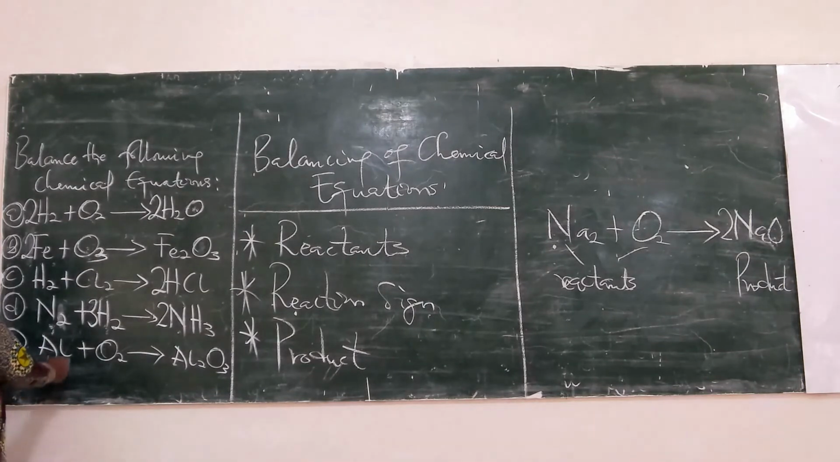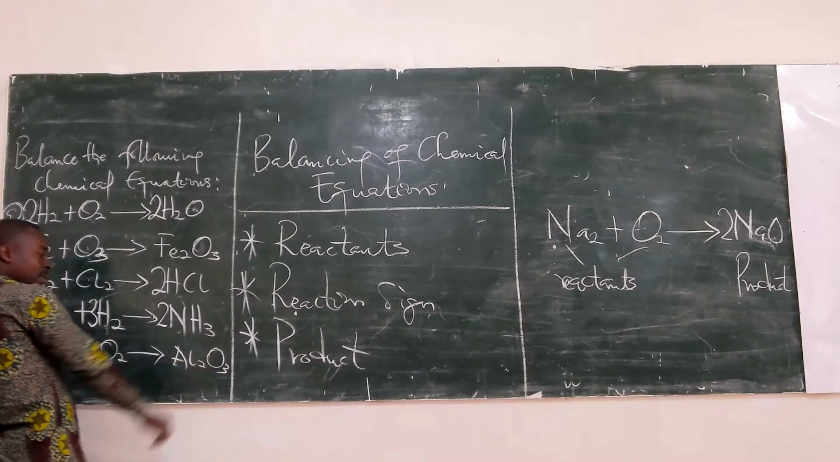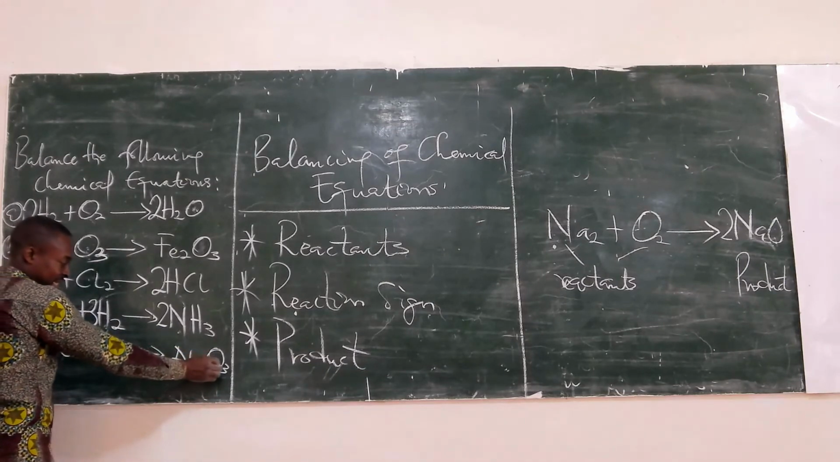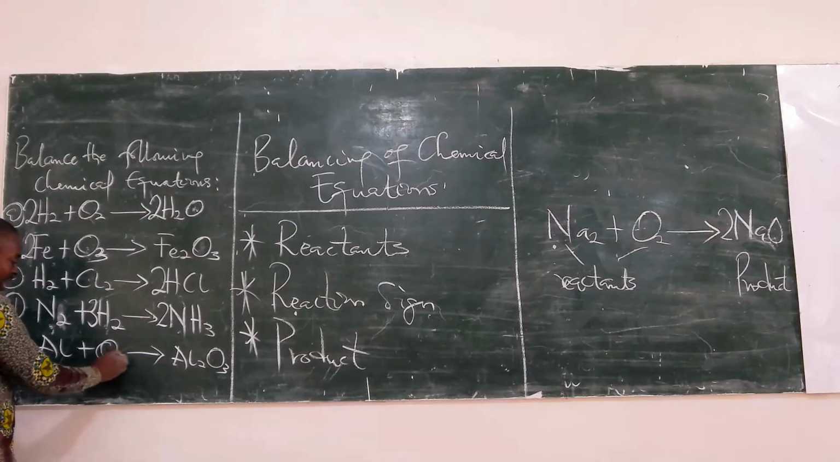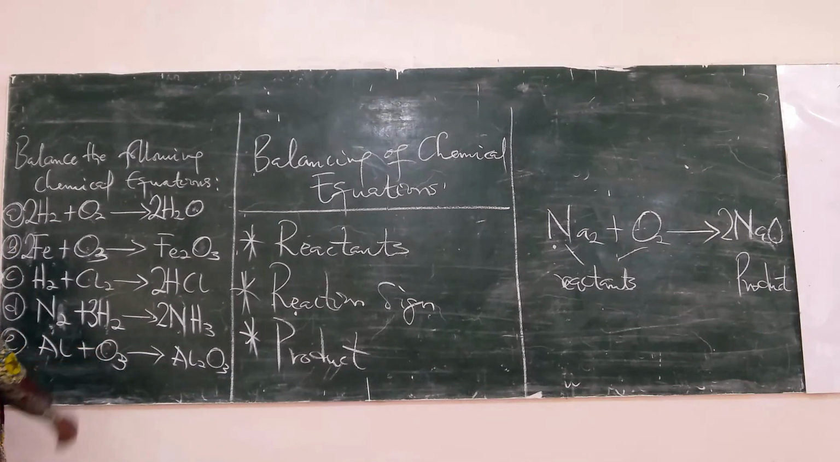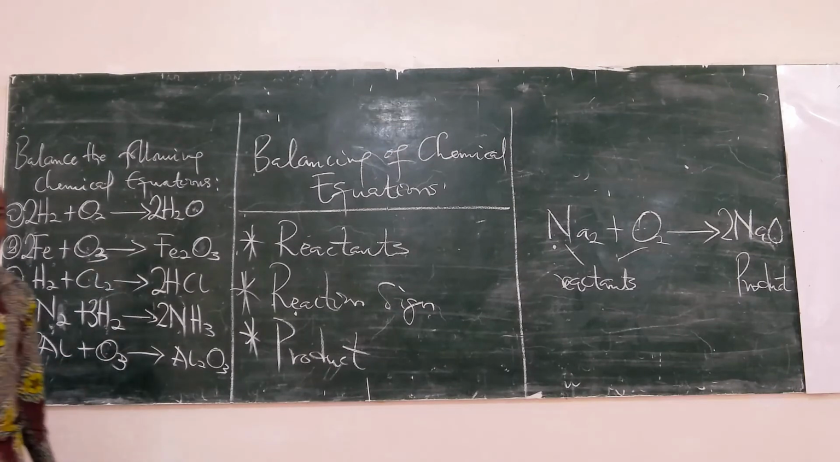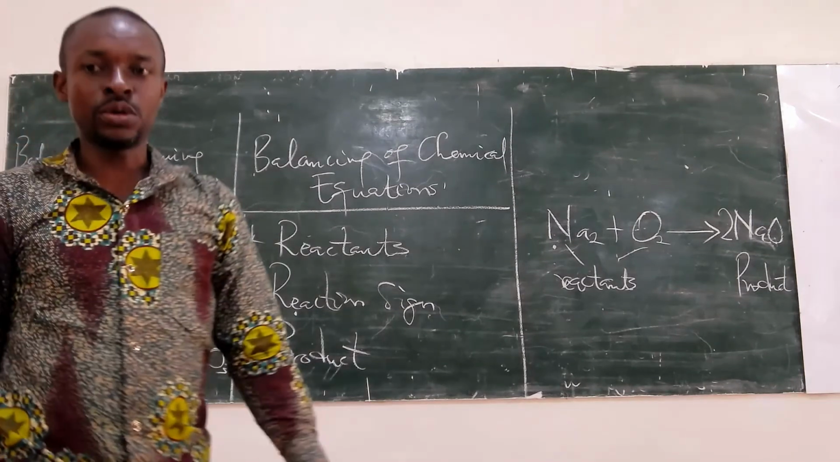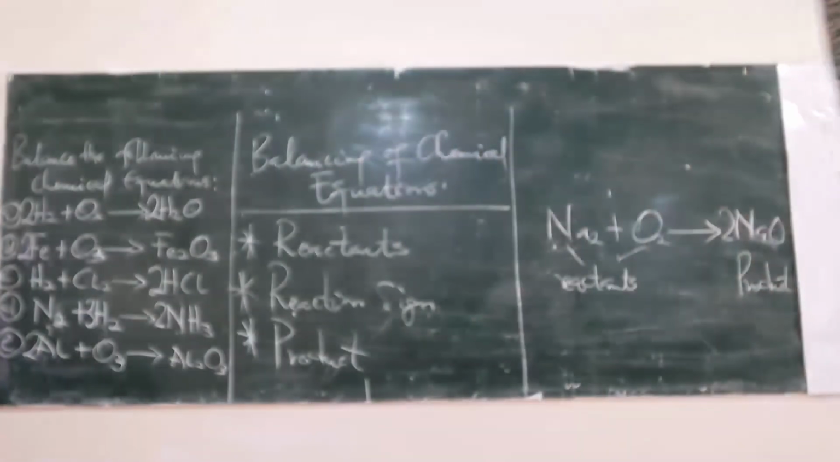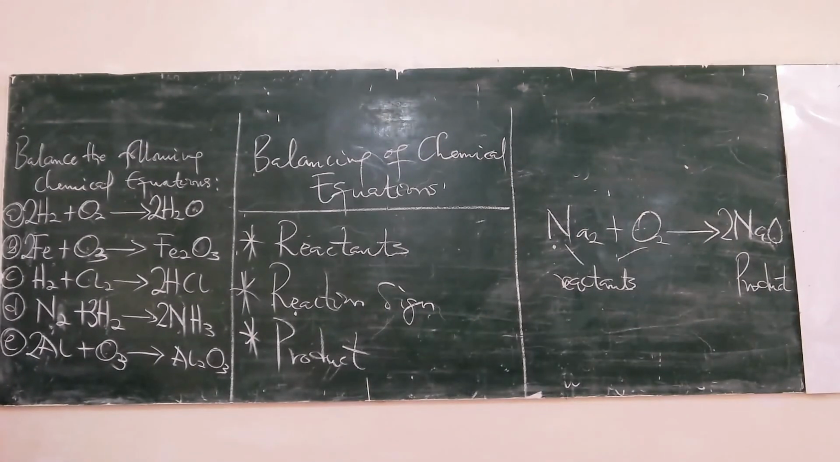Then the last one. We have 2 atoms of aluminium and then 2 oxide atoms. But here we have how many? 3. So you add 1 at the reactant side to make here 3, and then you place big 2 in front of the aluminium to make your equation balance. So that is that. Finish with your corrections and then you go out for break.